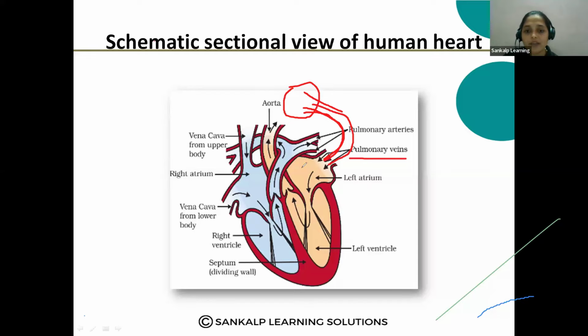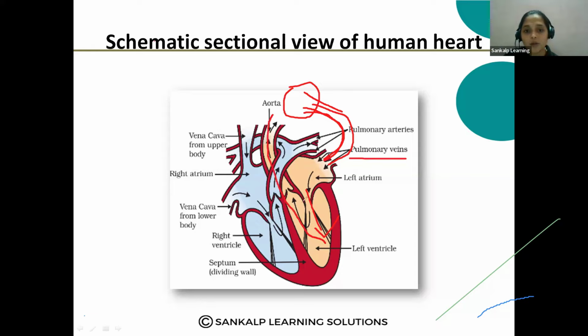When the left atrium receives the blood, it should be pumped to the next part, right? Then the left atrium contracts, and when the left atrium contracts, the blood moves to the left ventricle. The ventricle relaxes when it receives the blood from the left atrium, and then the ventricle starts to contract. When the left ventricle contracts, this oxygenated blood is moved into the aorta.